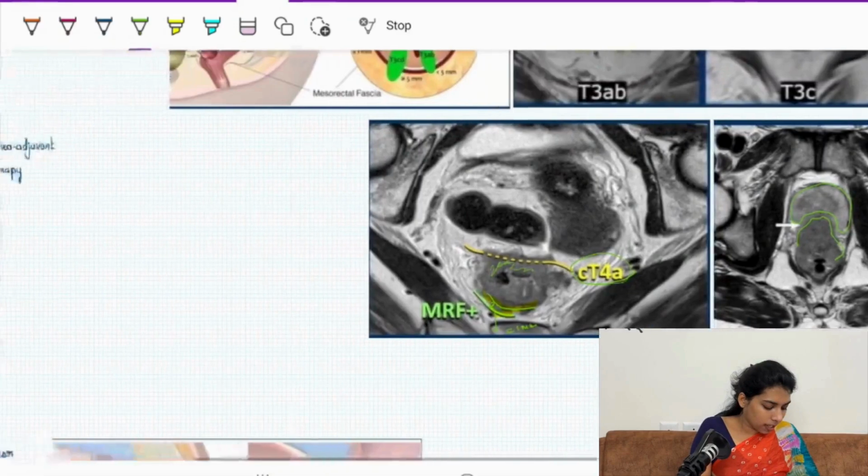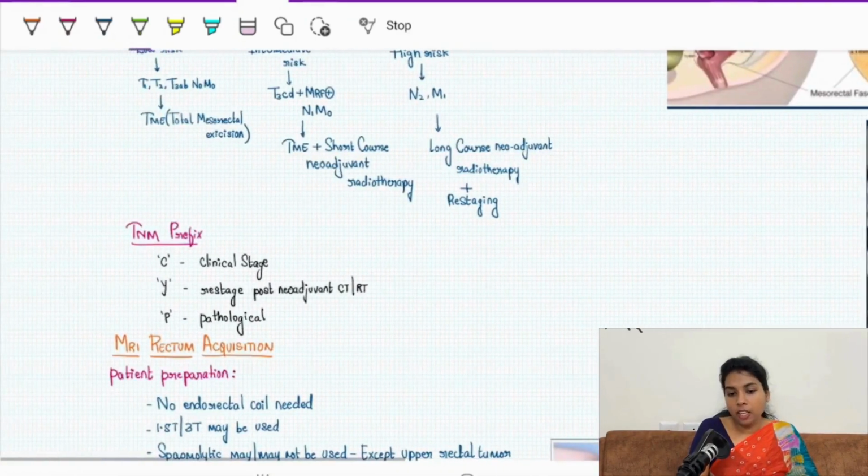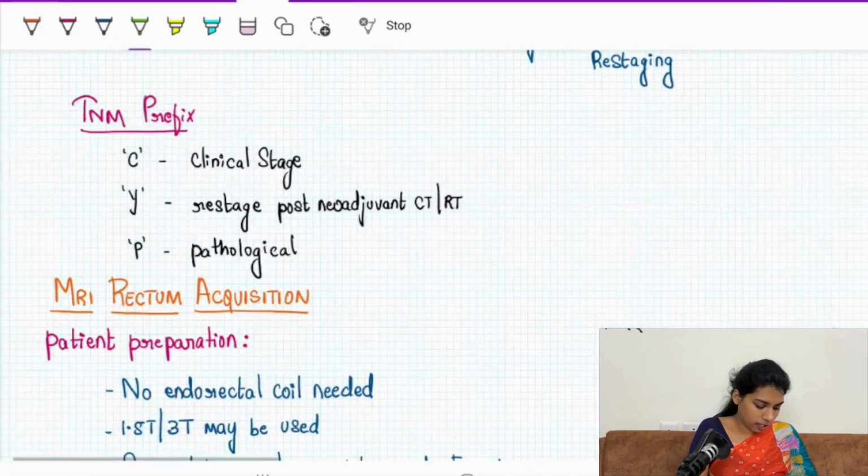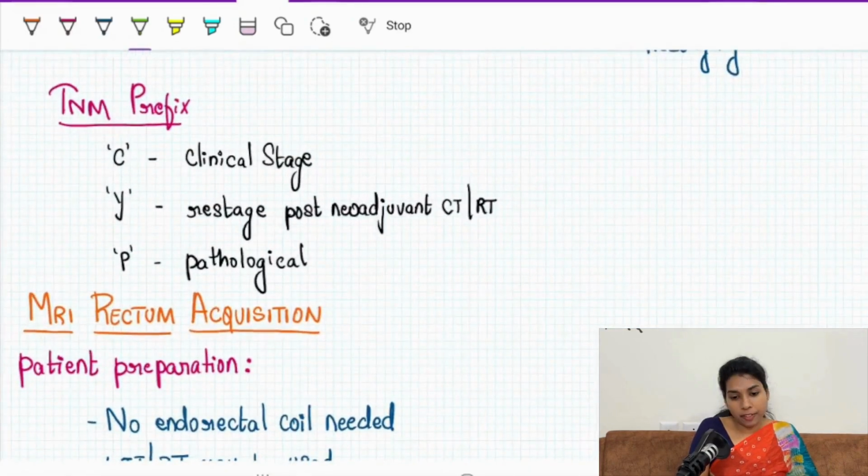Now, there are some tumor prefixes which are given in the guideline. We'll just look at them. There are three prefixes which we use in our reporting: C, Y, and P. P we wouldn't use, it is a pathological prefix. C is the clinical staging. Y is what we radiologists use, that is after neoadjuvant chemotherapy or radiotherapy, when you are restaging it, when you do an MRI to restage the tumor, that is when you go ahead and use a Y prefix, right?